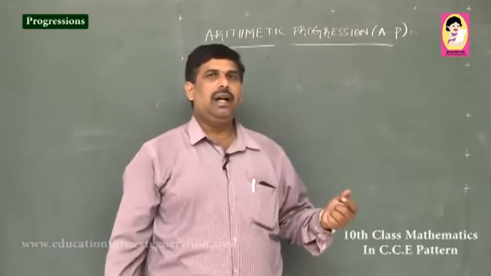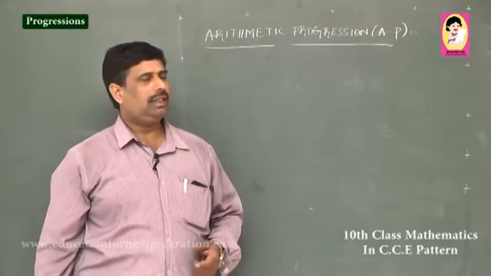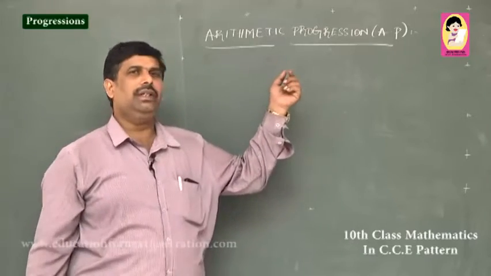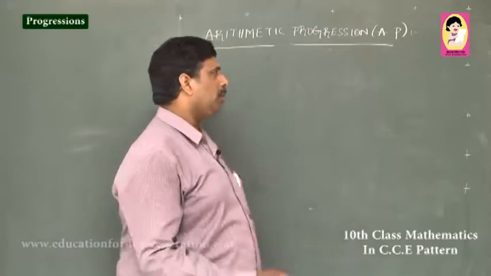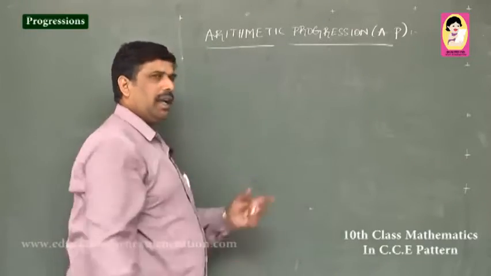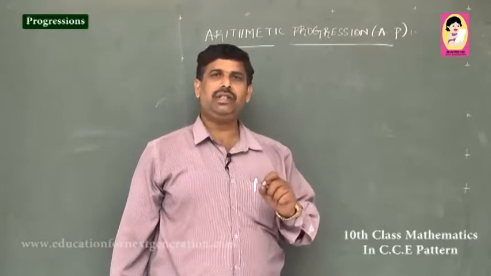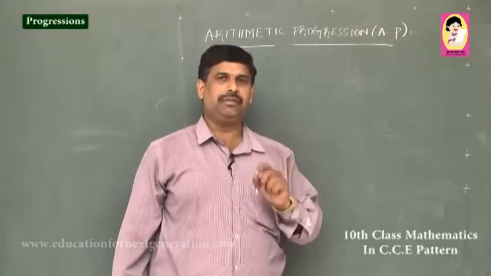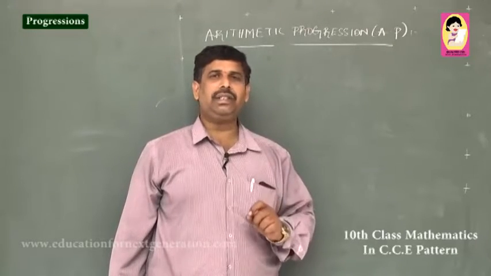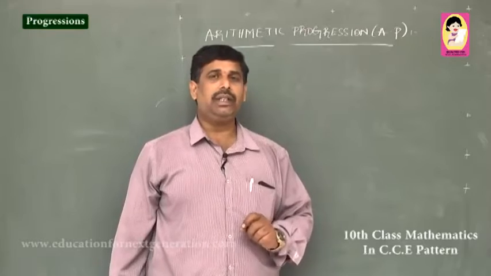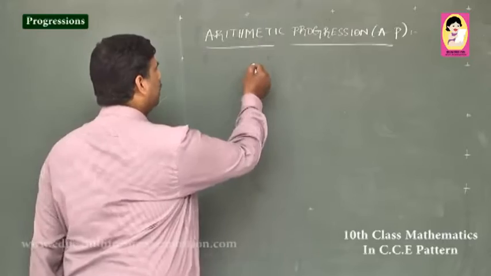Now, as we discussed earlier about the types of progressions, the first one is arithmetic progression. We can also call it AP. So in arithmetic progression, a progression in which all the terms except the first is obtained by adding a fixed number to the term immediately preceding it. So how do you define arithmetic progression?